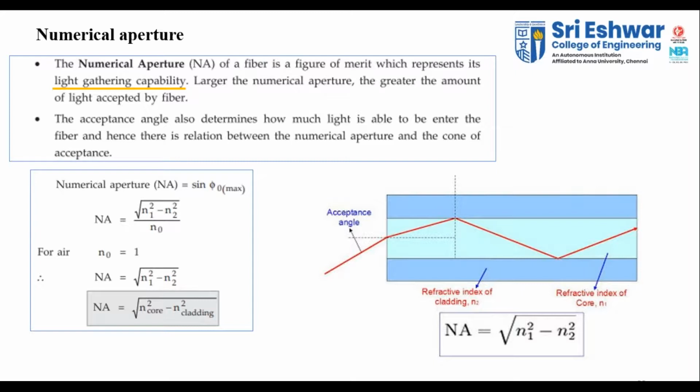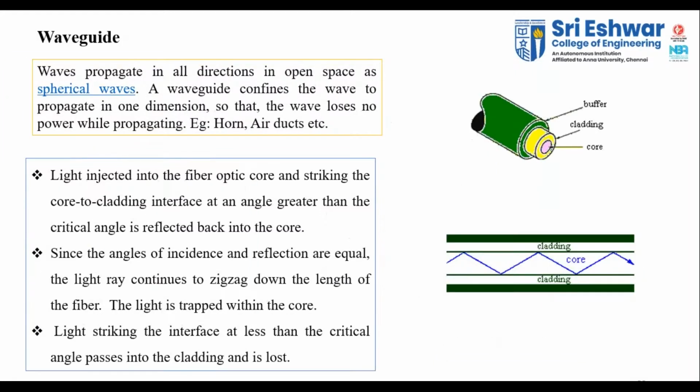Okay. The acceptance angle also determines how much the light is able to enter the fiber. So there is a relation between the numerical aperture and cone of acceptance. So first one, cone of acceptance, then accepting angle, then numerical aperture. I hope you understand.